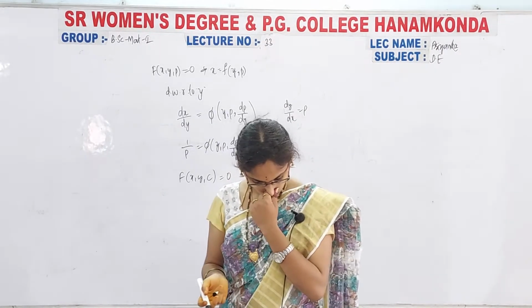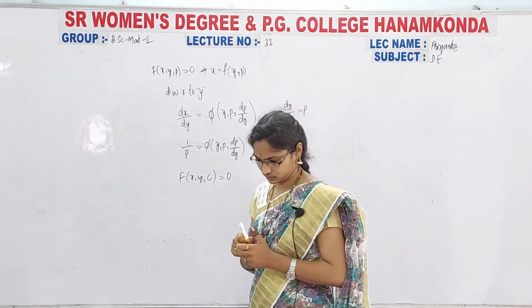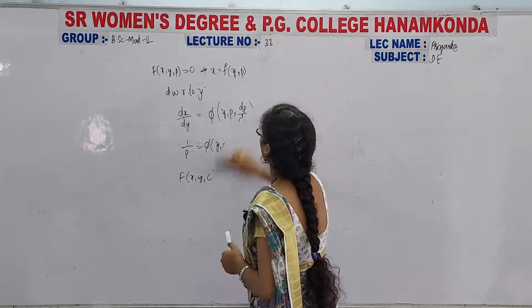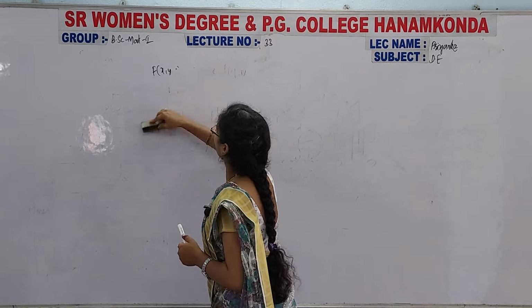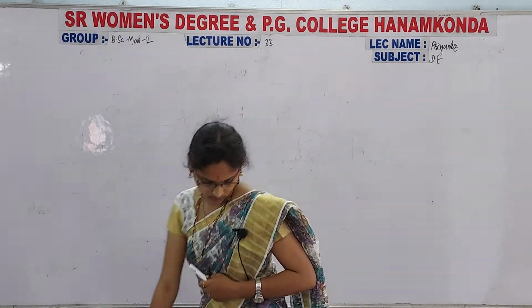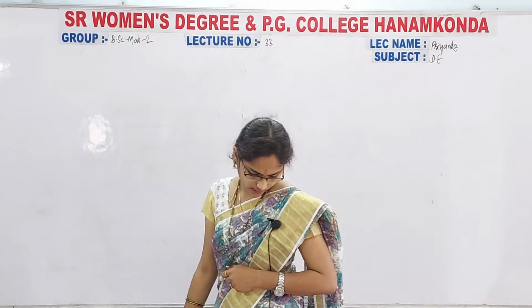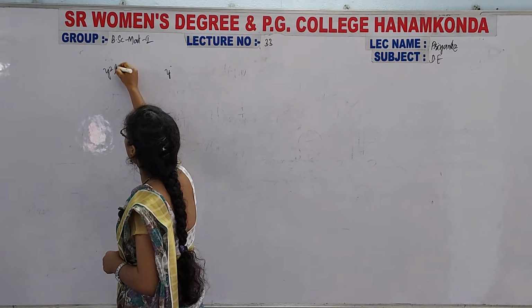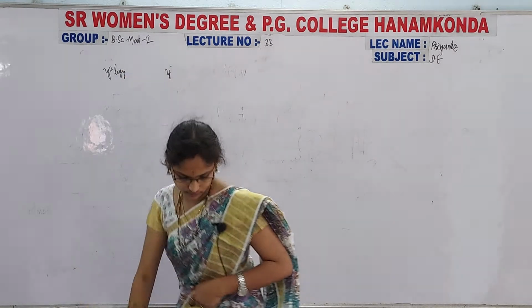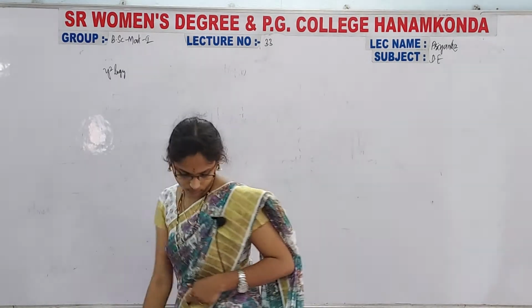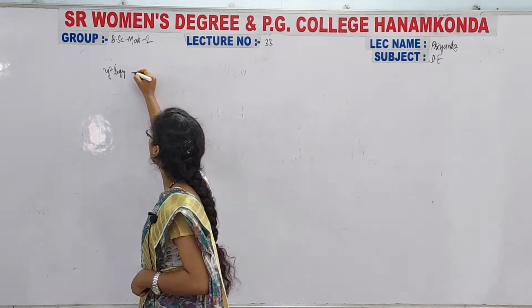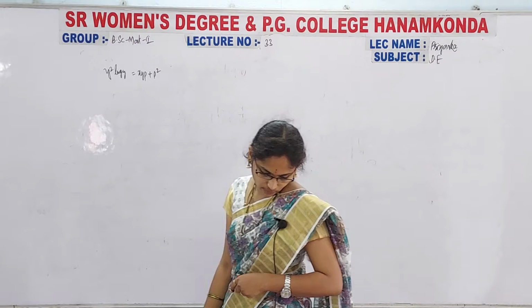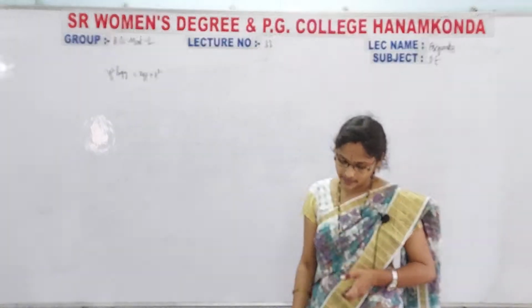Now write my first problem. Solve y square log y equal to xyp plus p square.